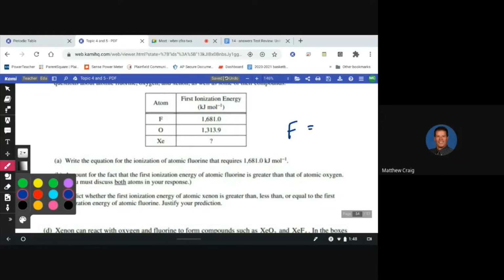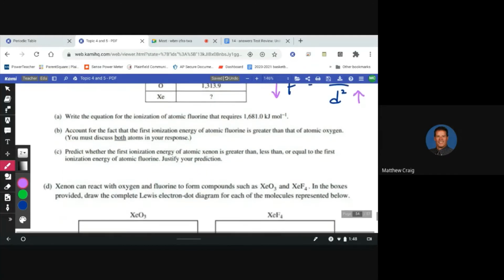So when you do the formula, the radius is bigger. You're talking about the distance: xenon is bigger, therefore the force of attraction is smaller than that of the fluorine. And xenon has so many orbitals with electrons in them. Yep, that's awesome. I love it. All right.